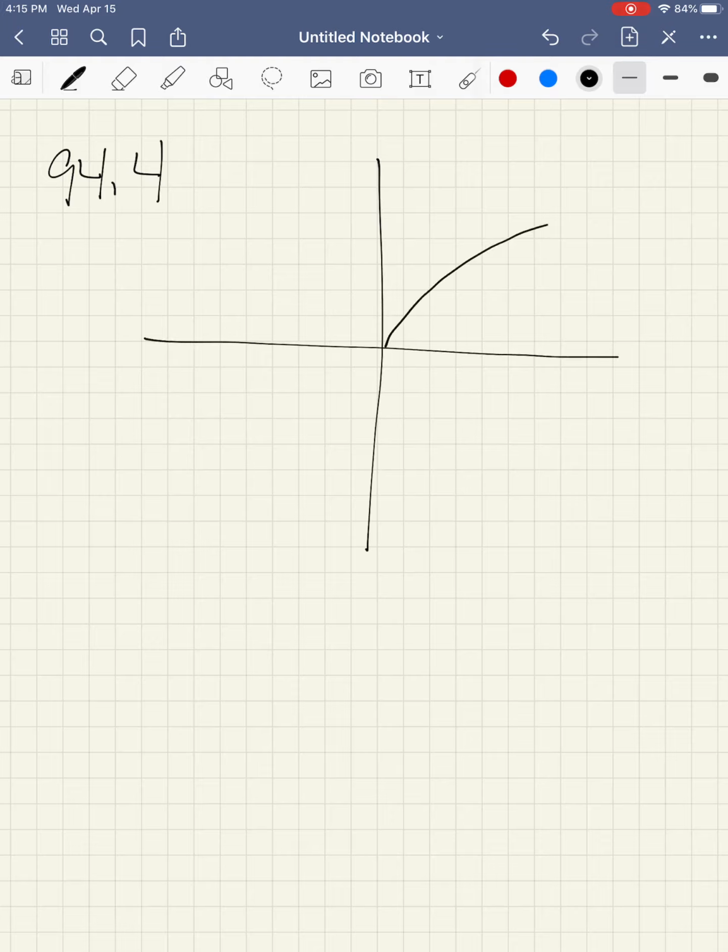Page 483, 94.4. Hang in there, guys. We only have a couple more of these. It says the region defined in example 94.3, that's the one we just did, so it was that parabola shaped thing that went like that, is rotated about the line y equals 3. So remember, this was 2. So now there's a line at y equals 3. It's going to get rotated about that.